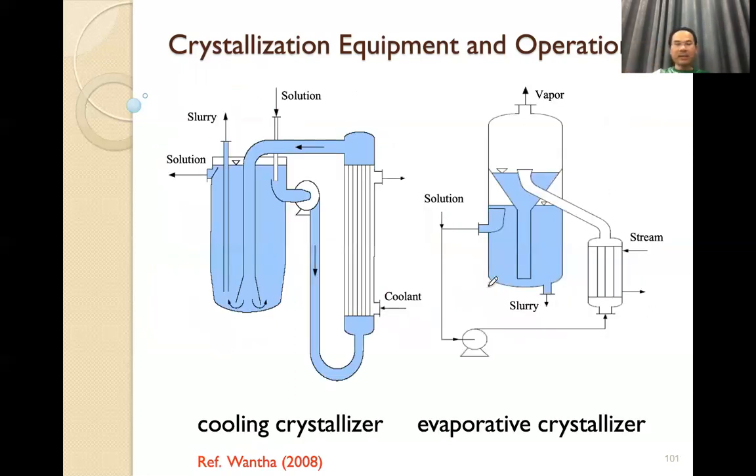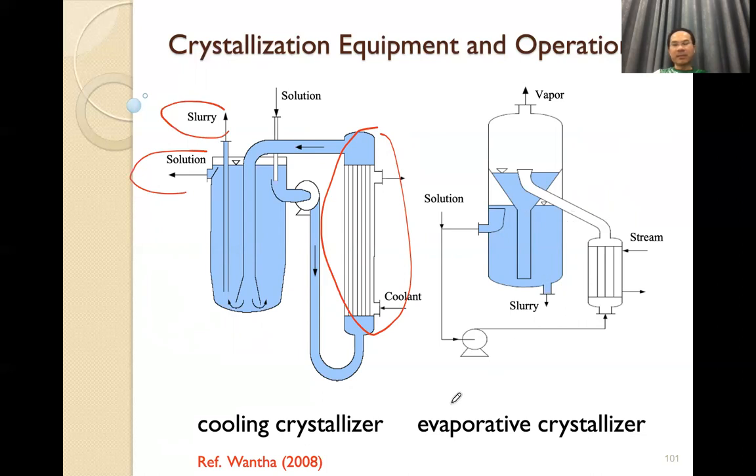And this is the cooling crystallizer. In the cooling crystallizer, we feed the solution here, and we also pump it to the heat exchanger to cool down the temperature until it leads to supersaturation. We send the supersaturated solution to the crystallizer, and then we move out the crystal and the solution.